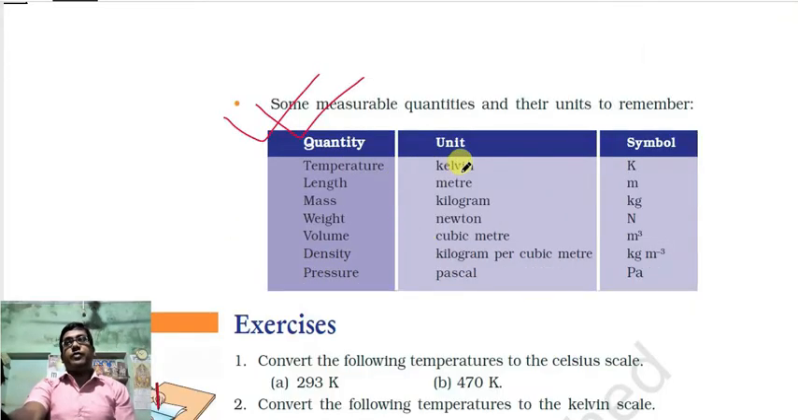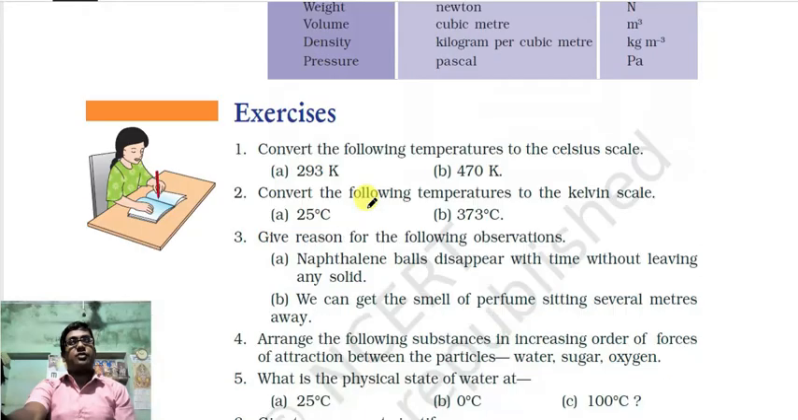Temperature, its unit is Kelvin and symbol is K. Length, its unit is meter and symbol is small m. Mass, its unit is kilogram and symbol is kg. Weight, its unit is Newton and the symbol is N. Volume, its unit is cubic meter and symbol is m cubed. Density, its unit is kilogram per cubic meter and symbol is kg m minus 3. Okay. Then pressure is Pascal and symbol is Pa. Clear? Those are the units of the basic measurable quantities. This table is very important.